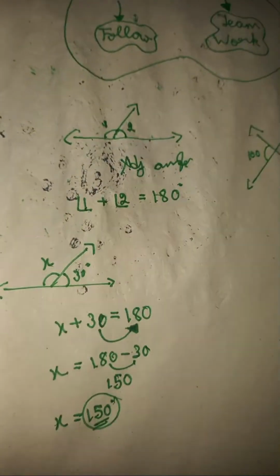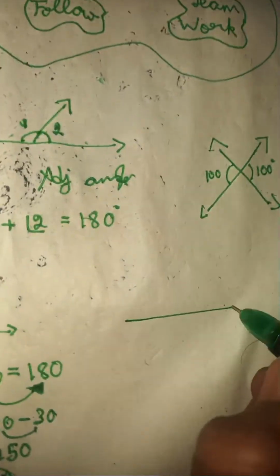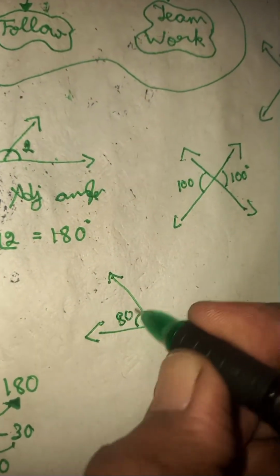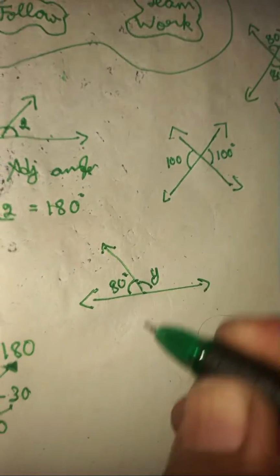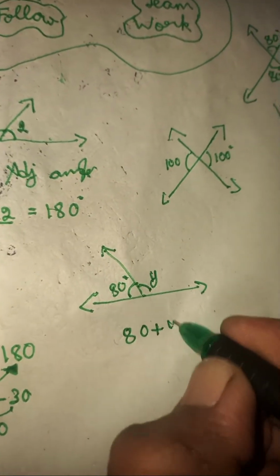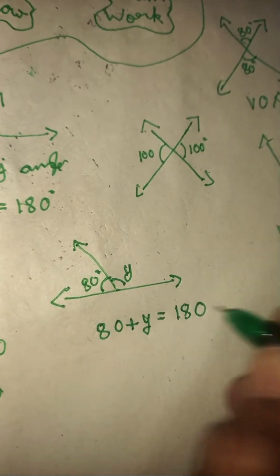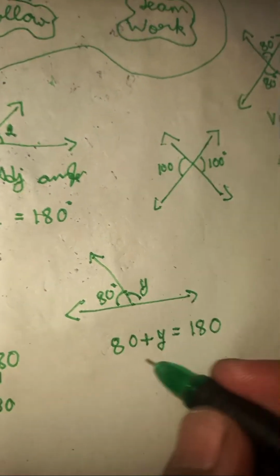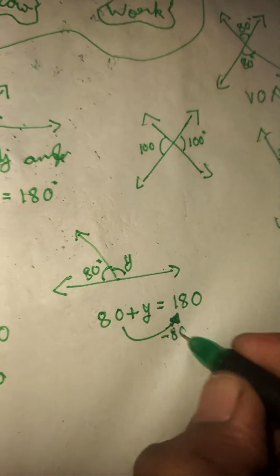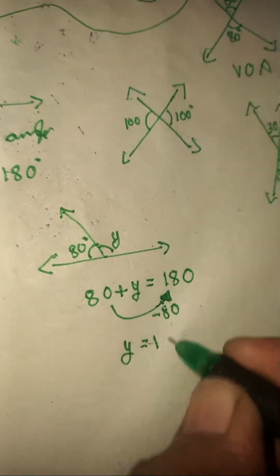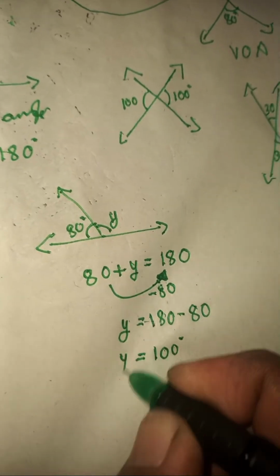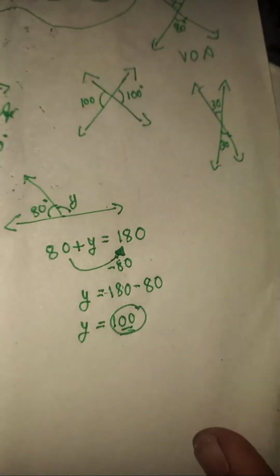Now let's take one more angle. Here they have given this angle equal to 80 degrees, and this angle is equal to y. These are also adjacent angles. So 80 plus y is equal to 180 degrees. And you can send this 80 to that side. It's going to become minus 80, so y equals 180 minus 80, which is equal to 100 degrees, the y value.